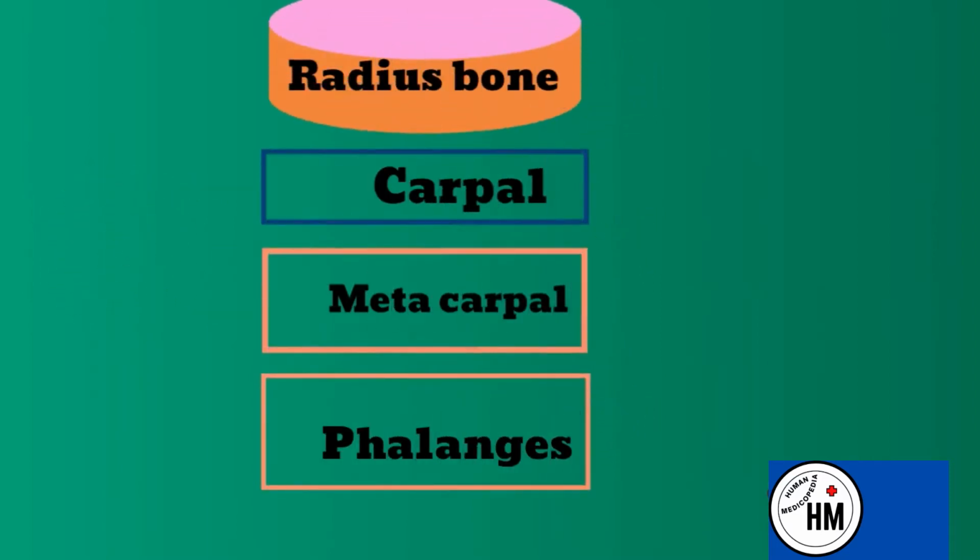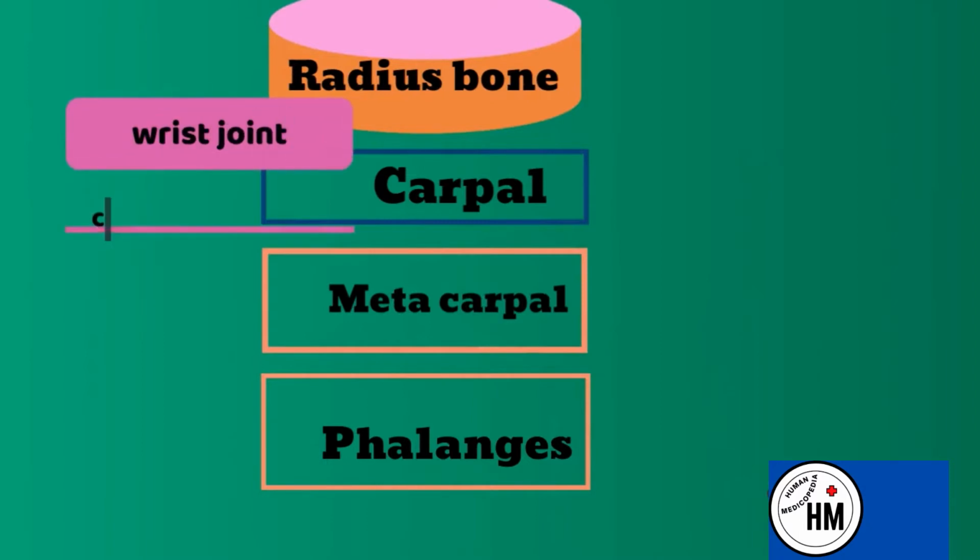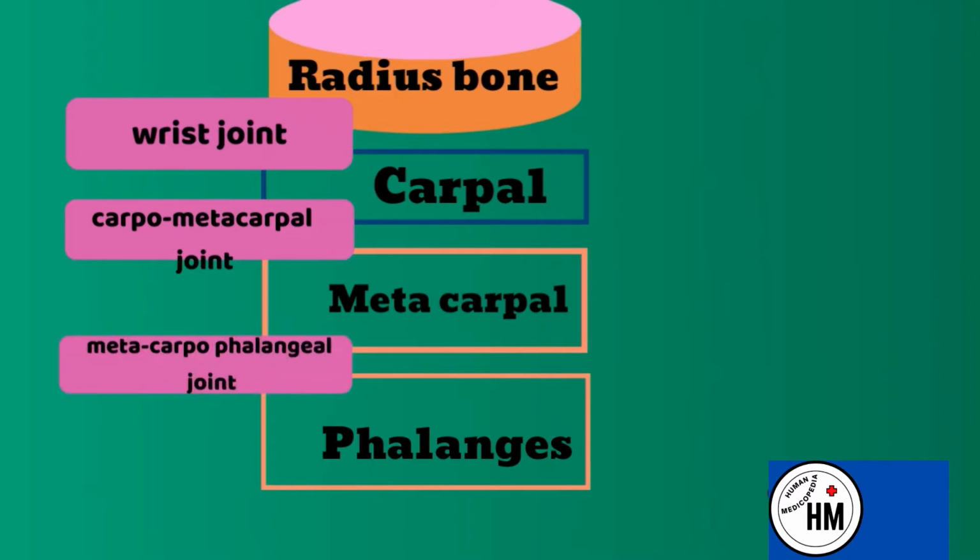In this simplified diagram, you can see that radius and carpal bones are connected with wrist joint, carpal and metacarpal bones are connected with carpometacarpal joint, and metacarpal and phalanges are connected with metacarpophalangeal joint.